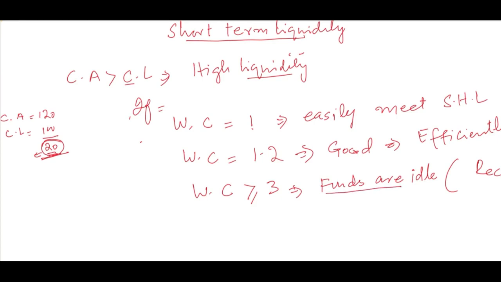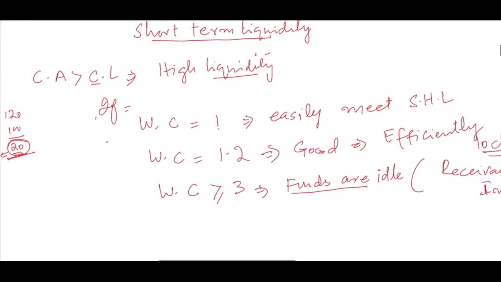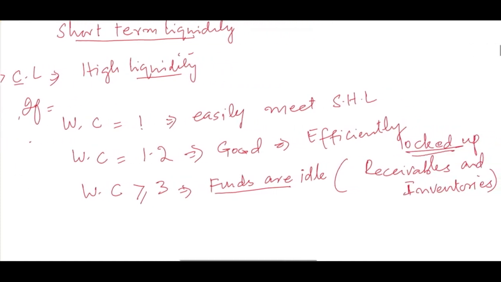The company is not utilizing those funds efficiently. So it means that these funds might be locked in receivables and inventory. So higher net working capital does not always mean that the company is doing well, though the company might have a good liquidity, but these funds could be used for other investment purposes. Okay, so net working capital is the difference between current assets and current liabilities, and the management of current assets and current liabilities is very important.